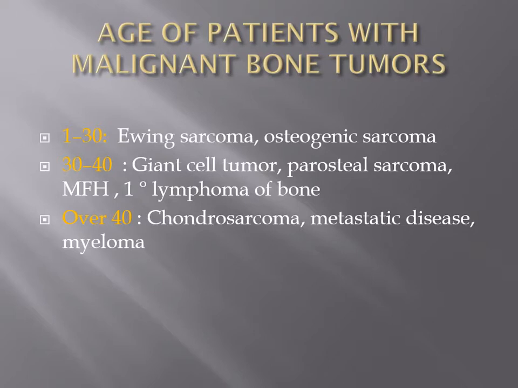Age of the lesion can be very helpful. If it is less than 30, we should always think of Ewing and osteogenic sarcoma. If it is between 30 and 40, we think of giant cell tumor, the malignant type, parosteal sarcoma, which is one of the subtypes of osteogenic sarcoma, malignant fibrous histiocytoma, and primary lymphoma. And if it is more than 40, as we said, we should think of metastasis and myeloma, and add to it chondrosarcoma.